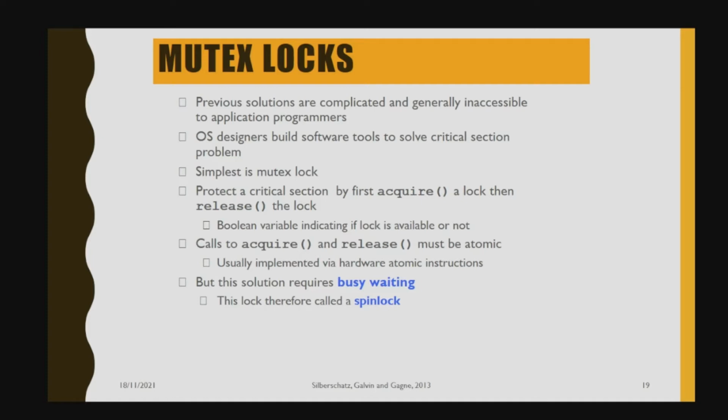It uses a boolean variable to indicate whether the lock is available or not, true or false. The acquire function and release function must be atomic, based on the modern machine, and are usually implemented via hardware atomic instructions. So atomic is the hardware that controls these functions. However, this kind of solution requires busy waiting. So this lock is therefore called a spin lock.